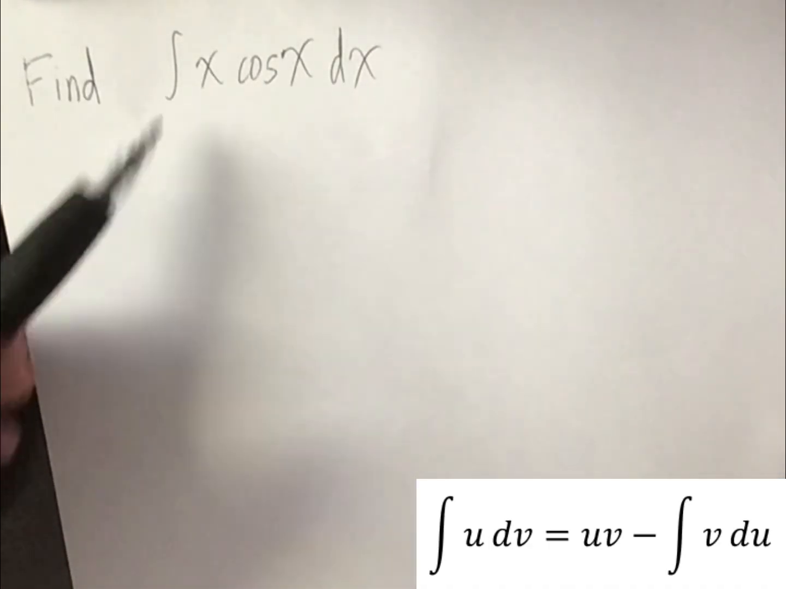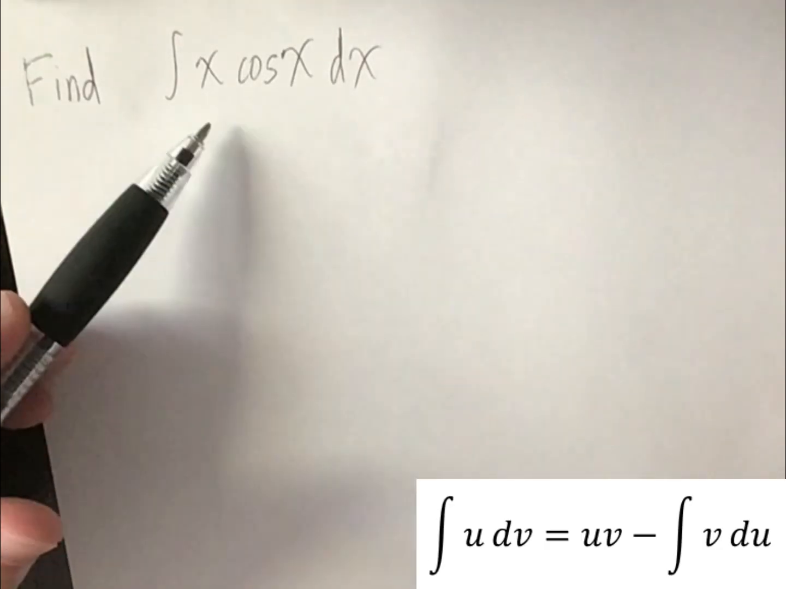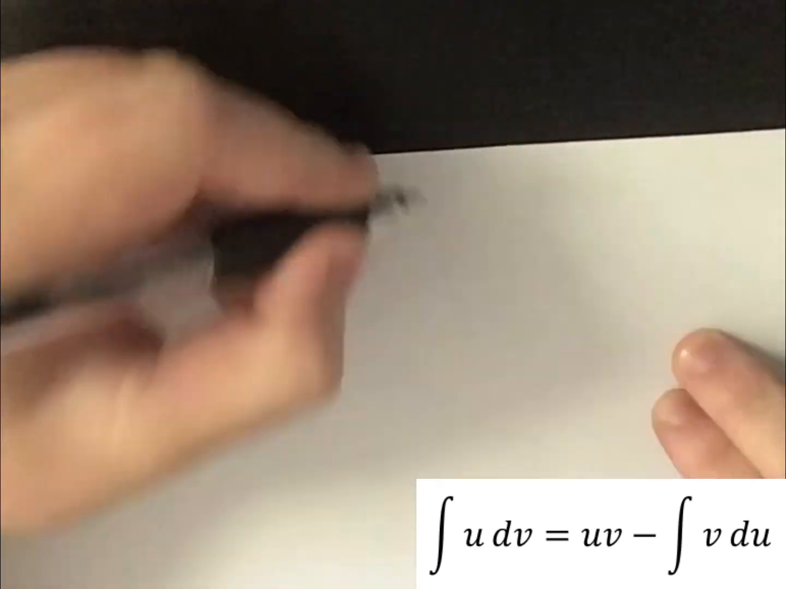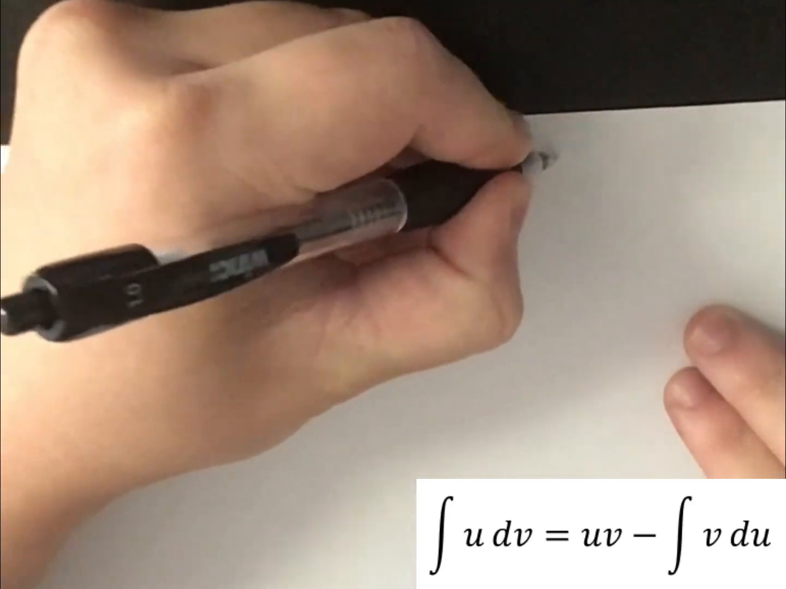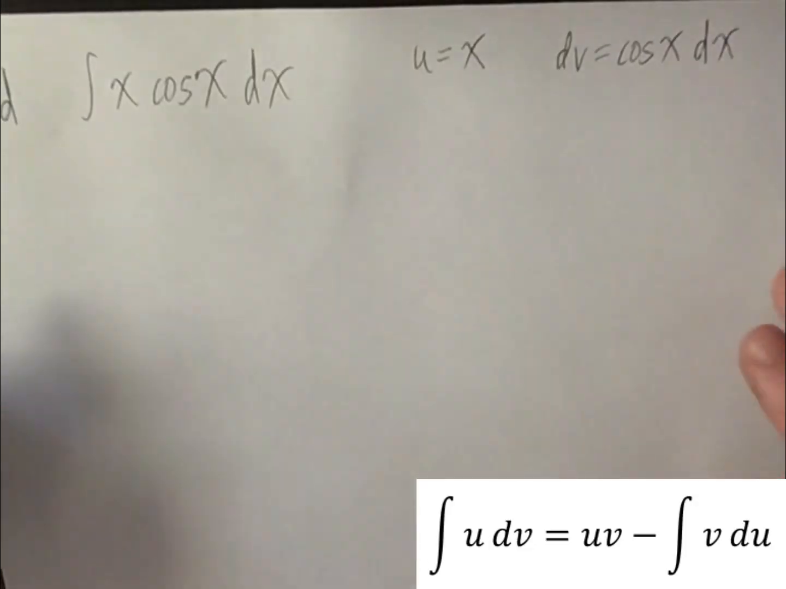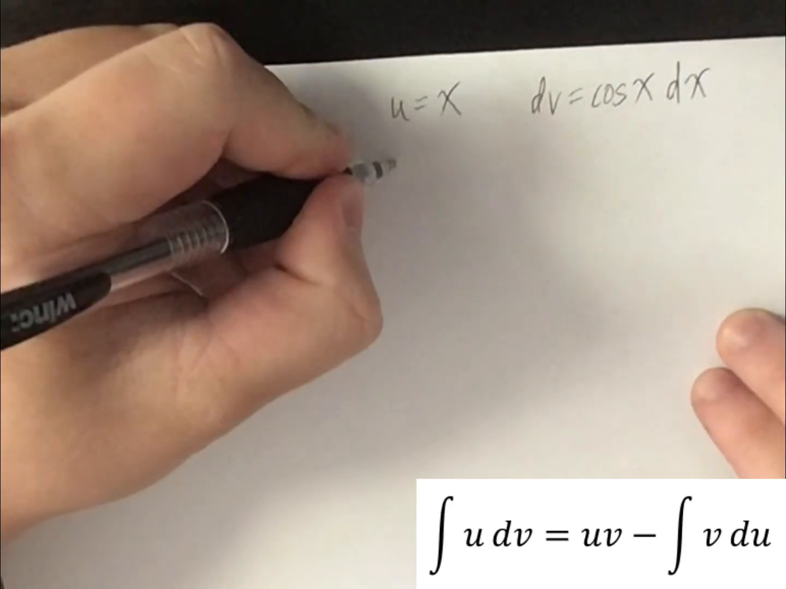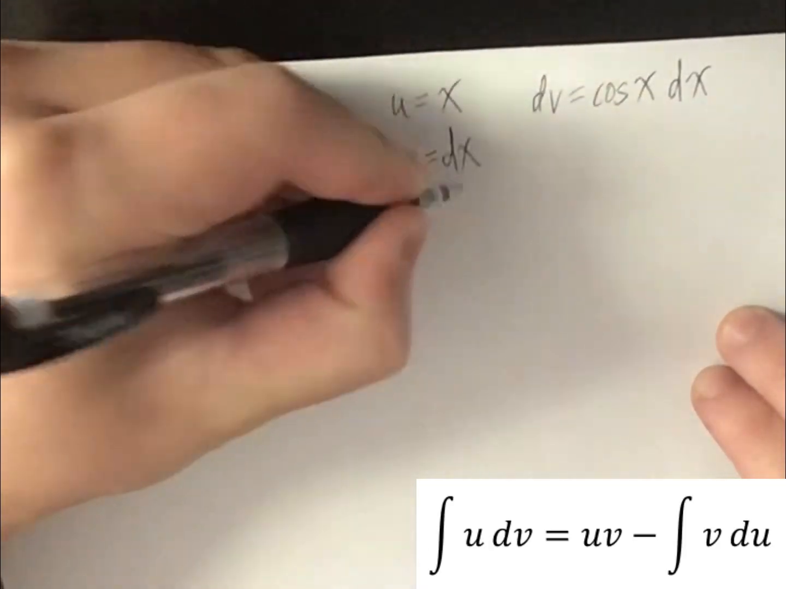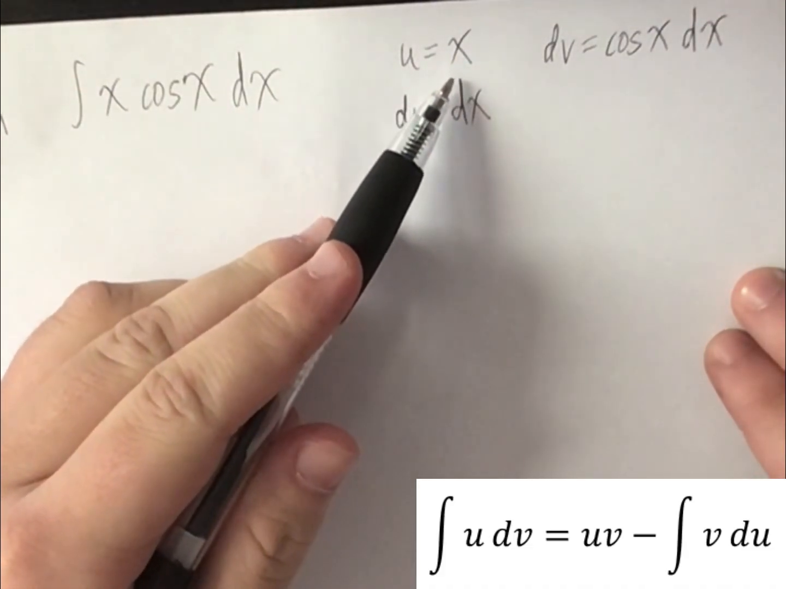And first, we need to choose u and dv. For this question, I will choose x as u. So we write u equals x, and then dv is cosine of x dx. Why? Because if u just equals x, then du is just dx. It's very simple. So you will just basically get rid of x.